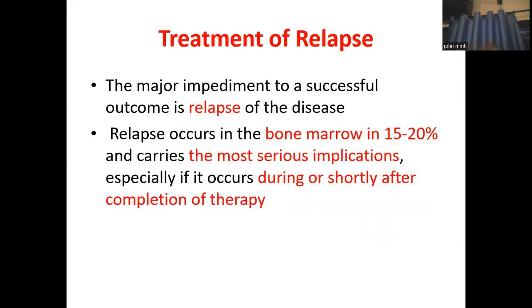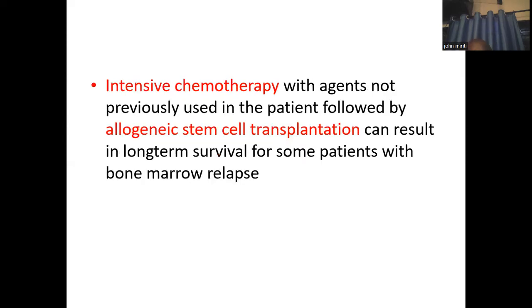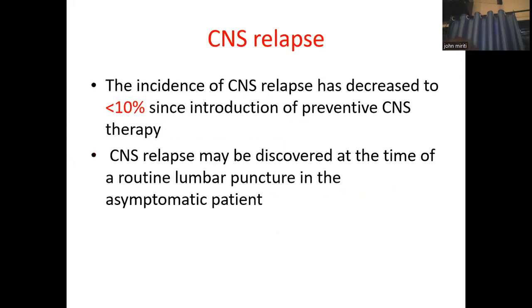So, treatment of relapse. The major impediment to a successful outcome is relapse of the disease. Relapse occurs in the bone marrow in 15 to 20% and carries the most serious implications, especially if it occurs during or shortly after completion of the therapy. Intensive chemotherapy with agents not previously used in the patient, followed by allogeneic stem cell transplantation, can result in long-term survival for patients with bone marrow relapse.